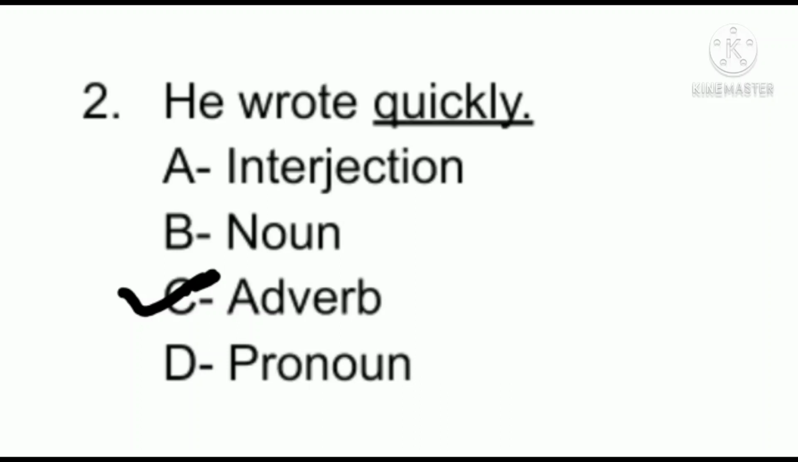Next question is, he wrote quickly. Here the underlined word is quickly and the answer is option C, adverb. Here why quickly is adverb? Because quickly is saying how fast he had written. He wrote quickly here. How fast he wrote, quickly is saying. So it is adverb. It is telling more about verb. It is describing verb here. So it is adverb.